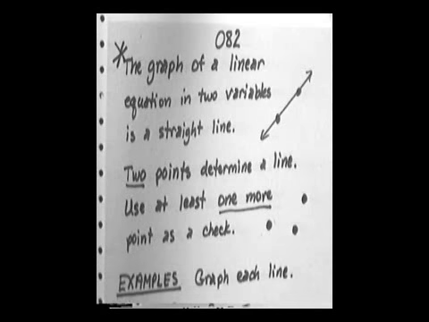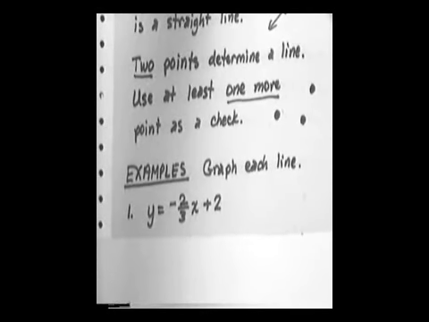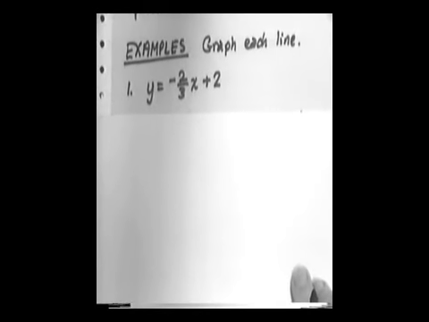So let's graph each line, and I have several examples. Our first example says graph y equals negative 2/3 x plus 2. Y equals negative 2/3 x plus 2.